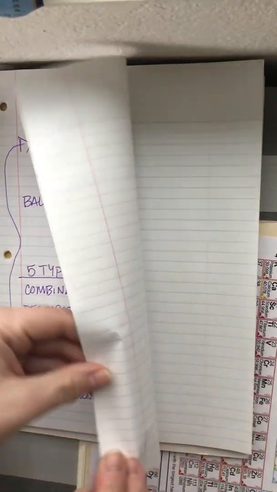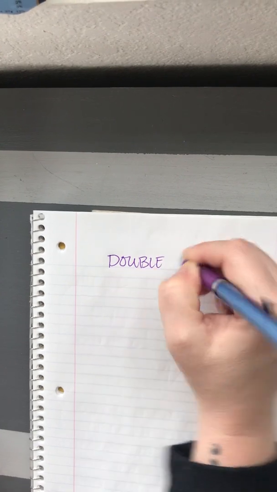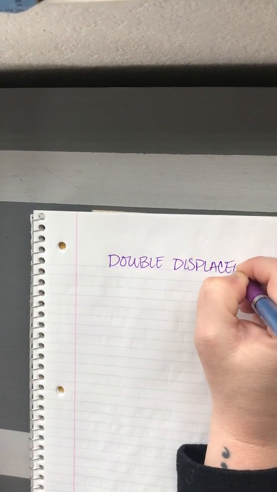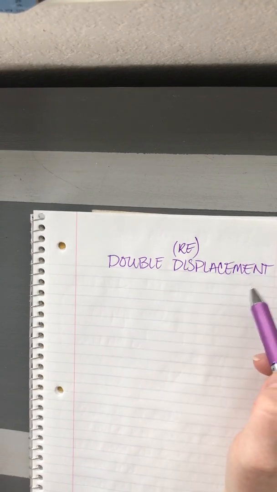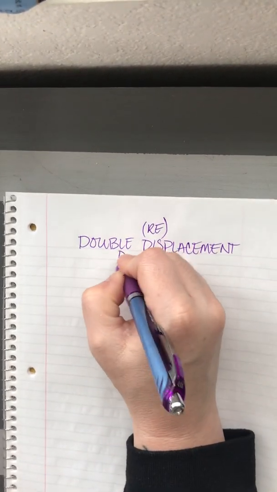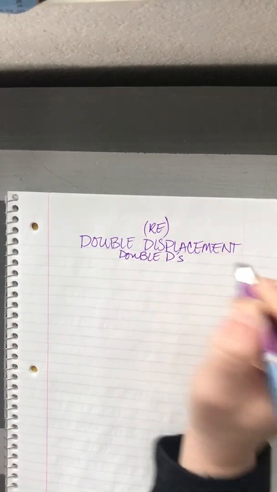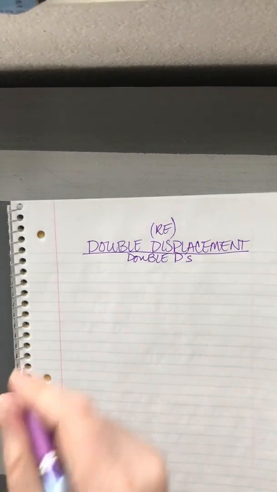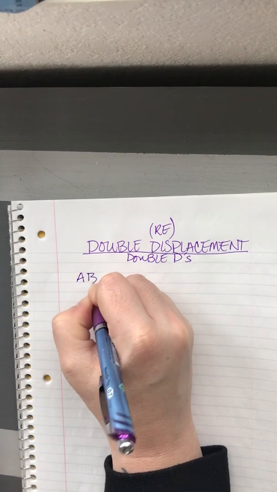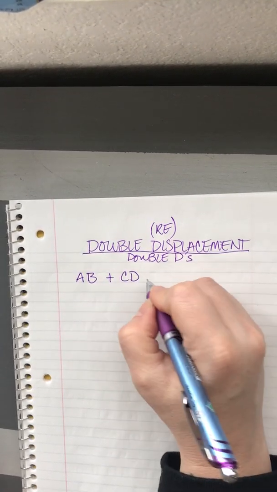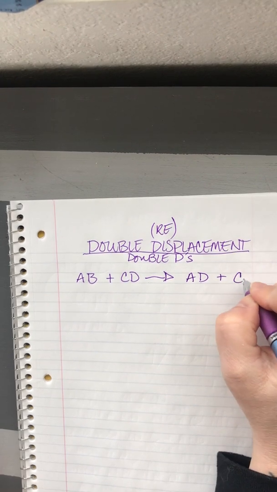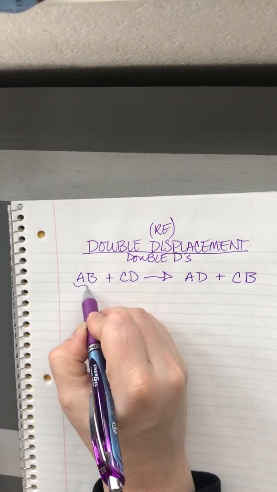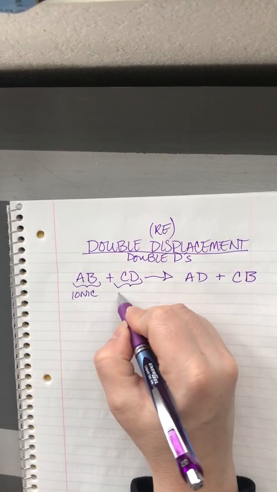All right. And then the last type of chemical reaction is called a double displacement. And you'll see occasionally they write replacement. I always call them displacement because I call these double Ds. So the general form of this guy is going to be AB plus CD goes to AD plus CB, okay? Where these are all ionic.